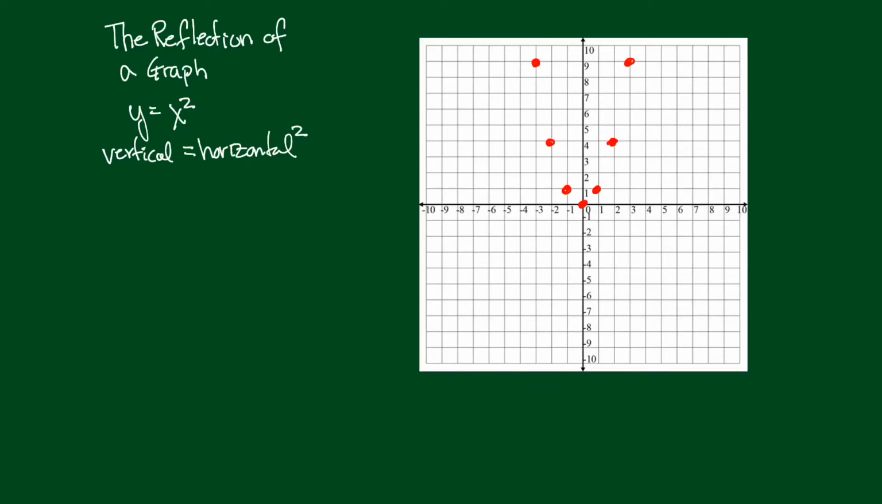And now as best we can, we'll pass a curve. This curve is called a parabola through these points. I'm kind of missing it, but it's close. All right, so here is the graph, our basic graph, y equals x squared.